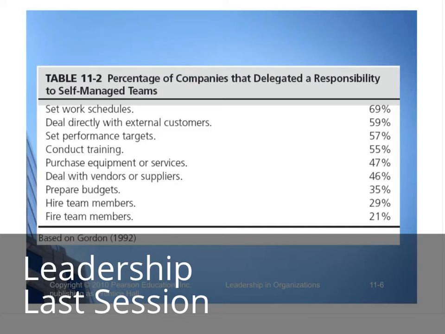So you see purchasing equipment and services: a lot of times you need equipment. A lot of times you're providing a new product, but it takes new machines to produce that product. So you'll see that the machine you use, the technology, is important. As a leader, you need to provide that. You need to get the right material for your staff. You need to deal with vendors and suppliers. You need to prepare budgets. You need to hire team members and sometimes fire team members.